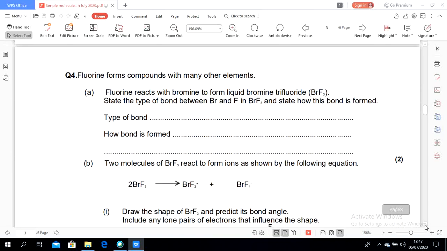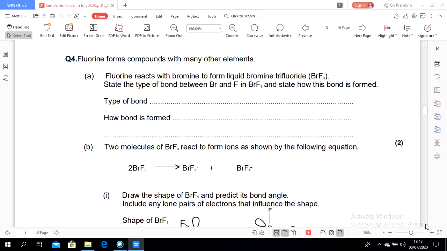Okay. Next, fluorine forms a compound to form liquid bromine trifluoride. Okay, and then what is the type of the bond? The type of bond here is of course covalent. A bond is different from intermolecular forces. A bond is an intramolecular force between atoms. Intermolecular forces are between molecules. And then next, how is this bond formed? Covalent, because they are sharing electrons, not transferring electrons.